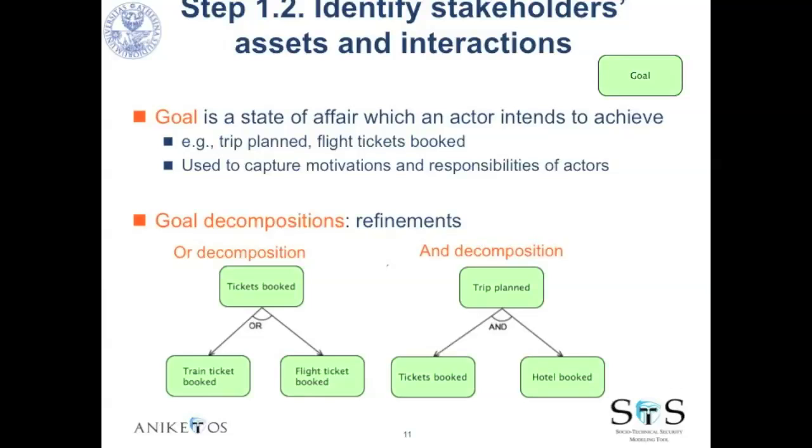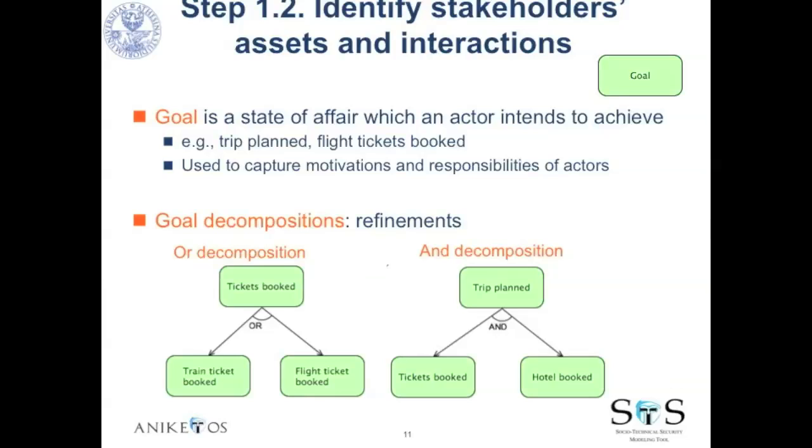An important aspect, as I said, after identifying stakeholders is that of capturing their assets. So the first thing is, what are the objectives the stakeholders have and what do they want to attain? And we capture that through the concept of goal. So a goal is a state of affairs which an actor intends to achieve. For instance, examples of goals include trip planned, flight tickets booked, and so on.